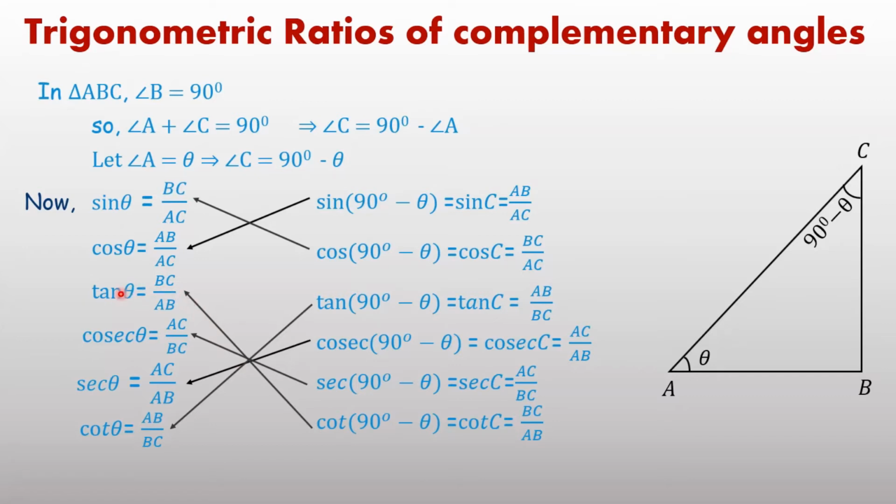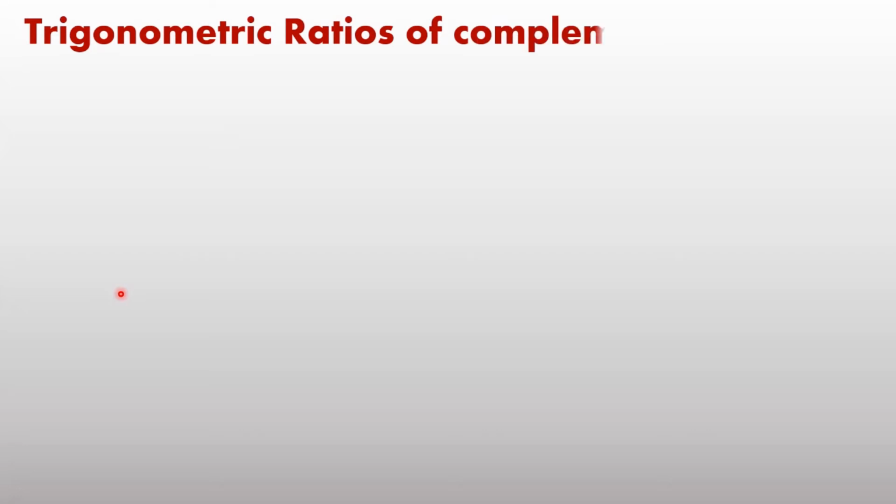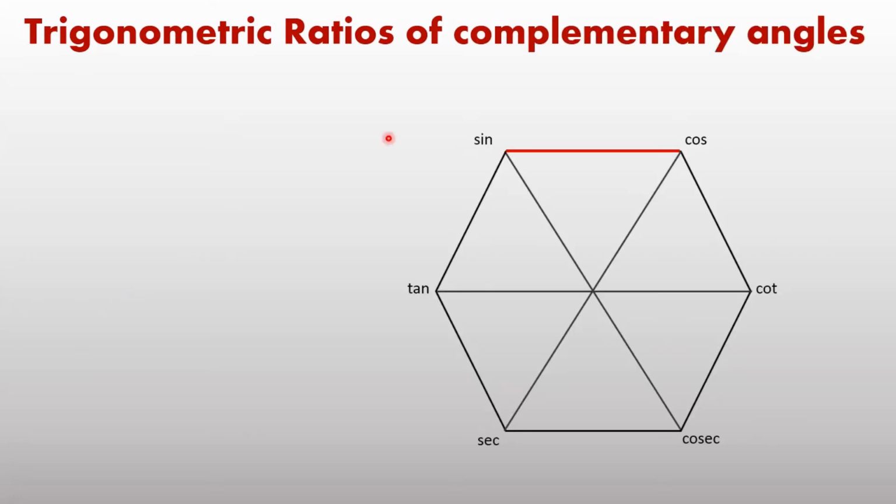In this process, you can remember the identities, or we can summarize these identities using a super hexagon. The objective of this hexagon is to remember and prepare the trigonometric ratios of complementary angles as identities.